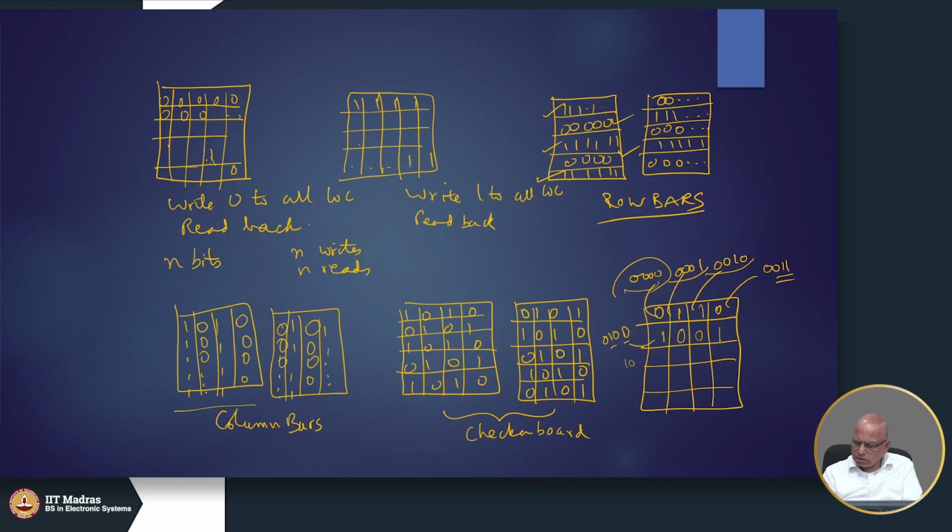Let us say this is 1 0 and this is 0 0. So 1, 0, 0, then 1. So this could be another pattern. So this is known as a parity pattern.